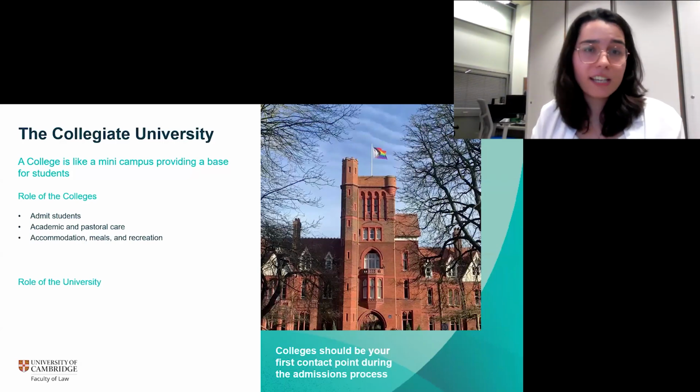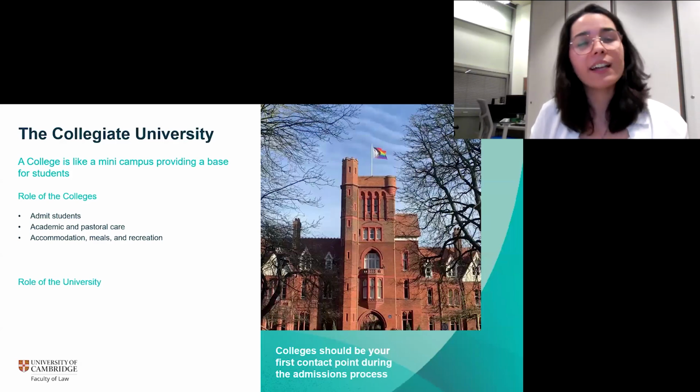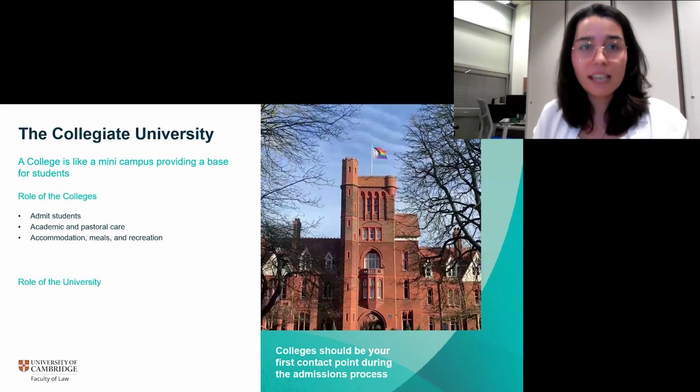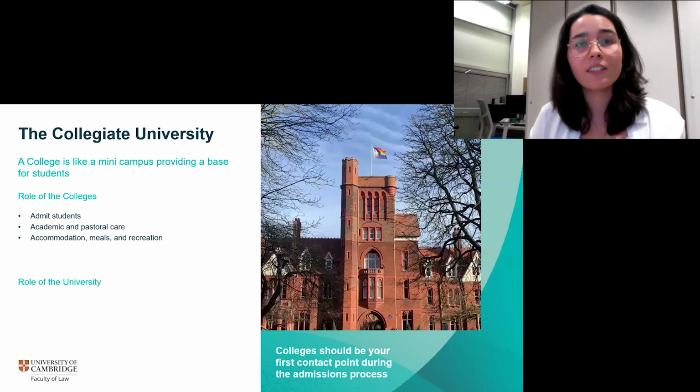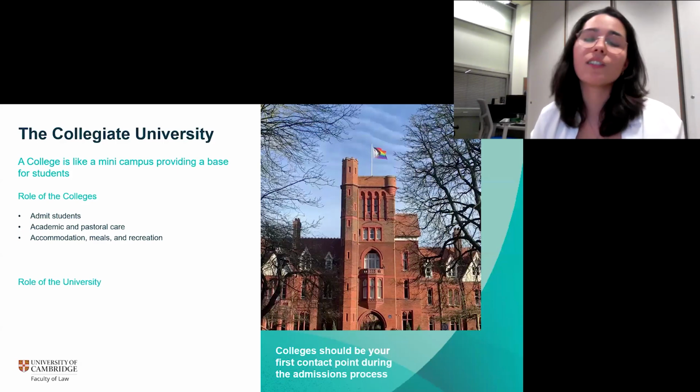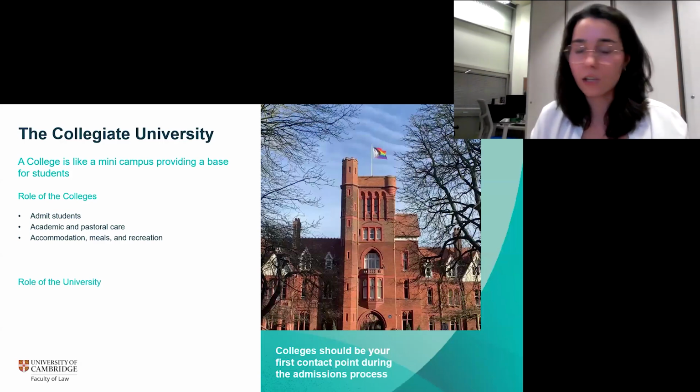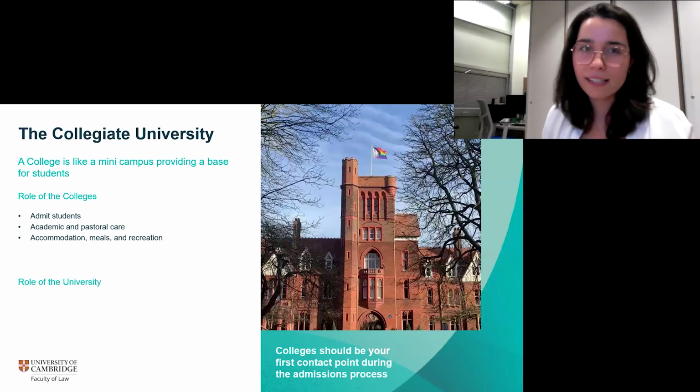Colleges do provide accommodation, and the overwhelming majority of Cambridge students are required to stay, they're not required to stay in college, but they are required to stay in Cambridge for a set amount of time of their undergraduate degree. So to get an undergraduate degree, you have to fulfill those residency requirements. And for that reason, the overwhelming majority of Cambridge students will stay in college accommodation throughout the 3 years of their degree, which is a little bit different to other universities.